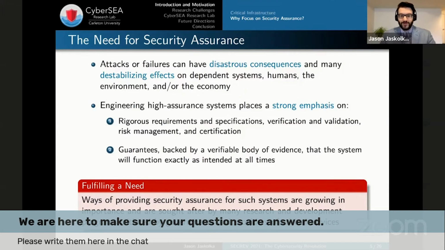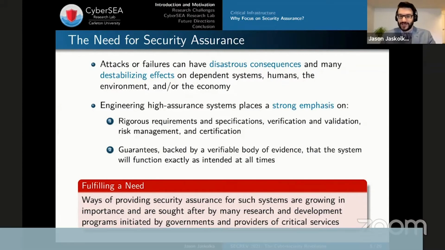Ways of providing security assurance for these different types of systems are growing in importance and are sought after by many different research and development programs that are initiated by governments and providers of critical services. So we want to try to fulfill this need.